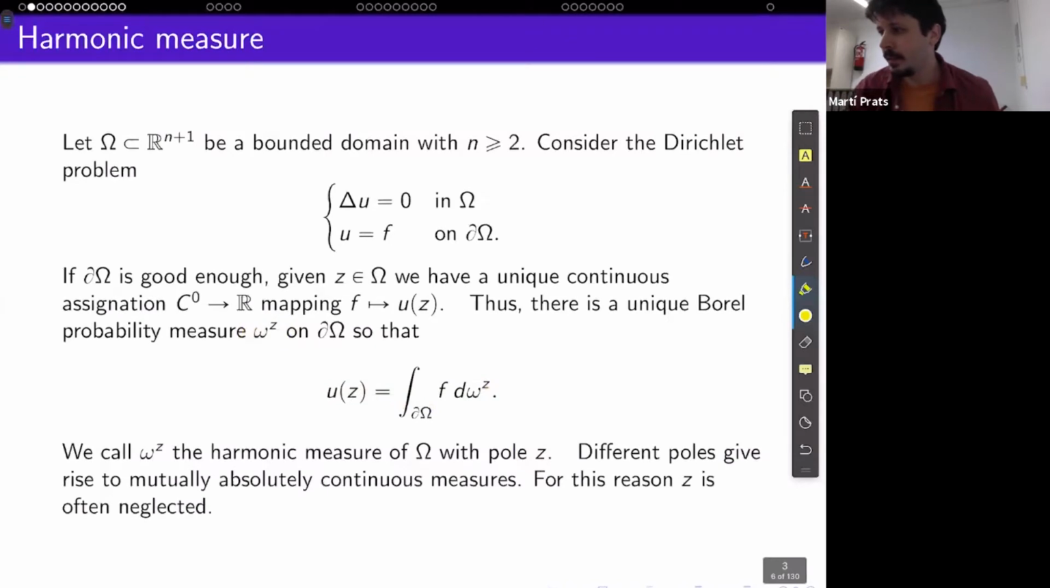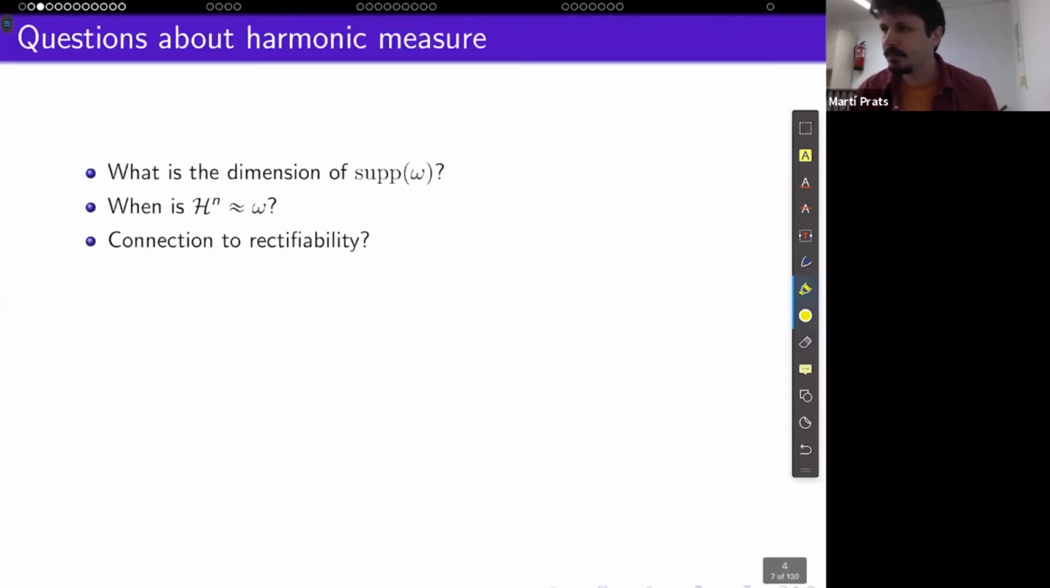Let me say that different poles give rise to mutually absolutely continuous measures. So they may be different, but they have the same kind of properties. So we will omit often, if maybe even always, who is the pole, because it's not really important for us.